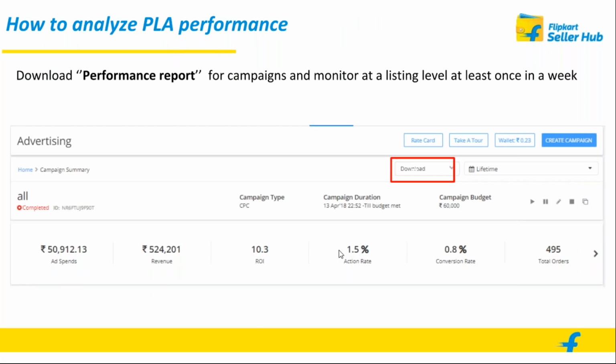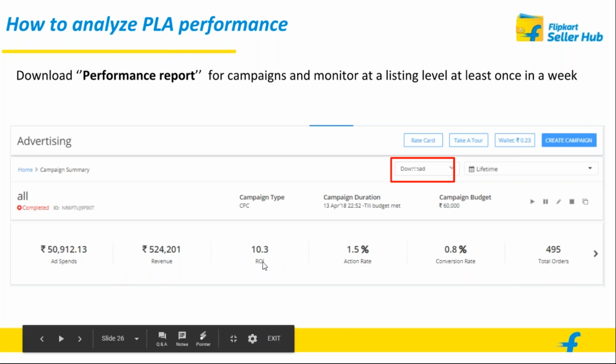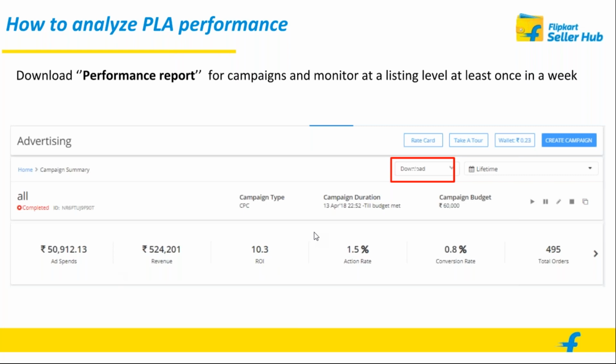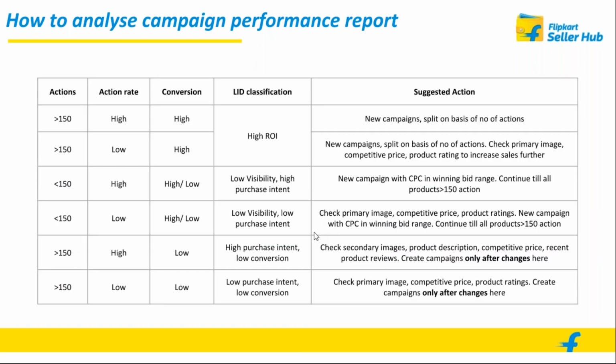See what happens is, say for example, this particular campaign that we're talking about has a good amount of ROI, 10.3. Everything looks good, but can it get better? How do we take that kind of actions? So you look at each of the products. For each product, there are three, four things that you need to check.